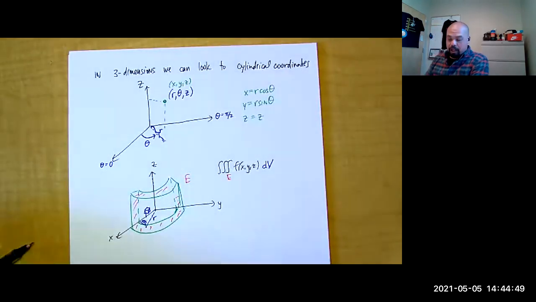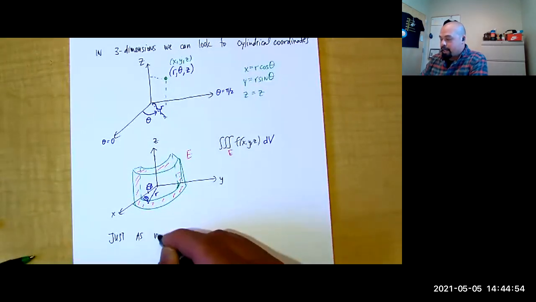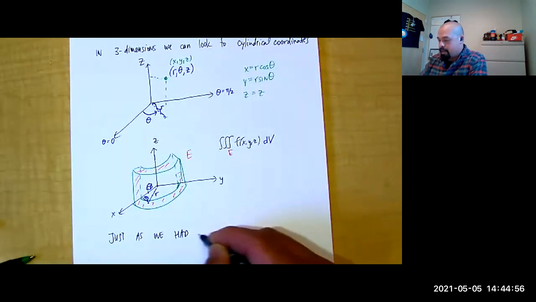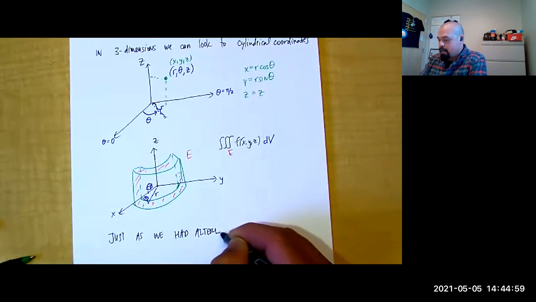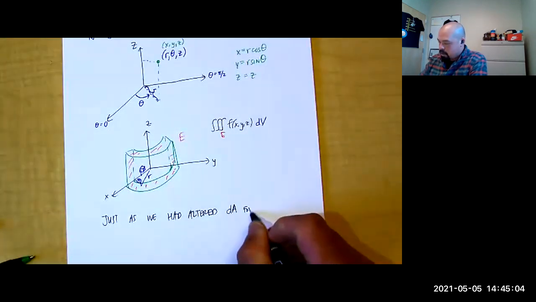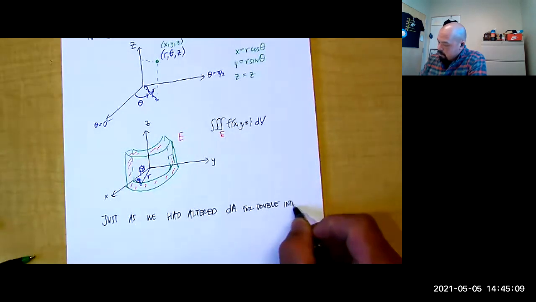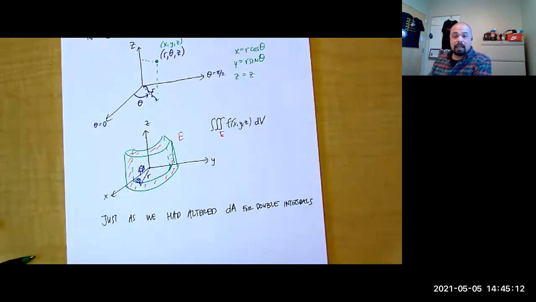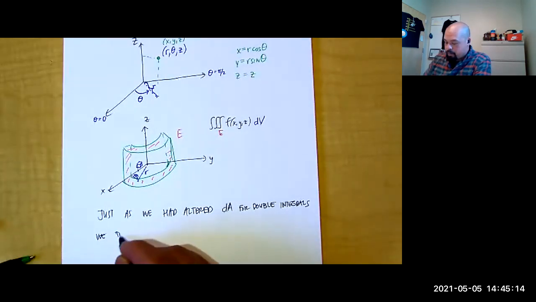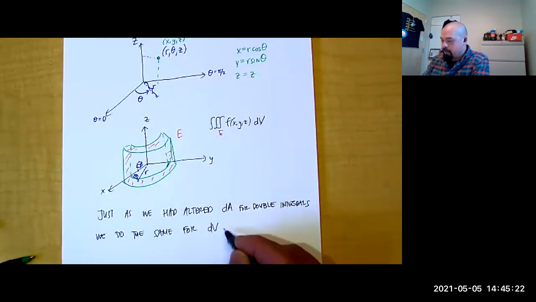All right, but now, just as we had altered our increment of area for double integrals back in section 15.3 of our text, we do the same for our triple integrals, for dV in our triple integrals.